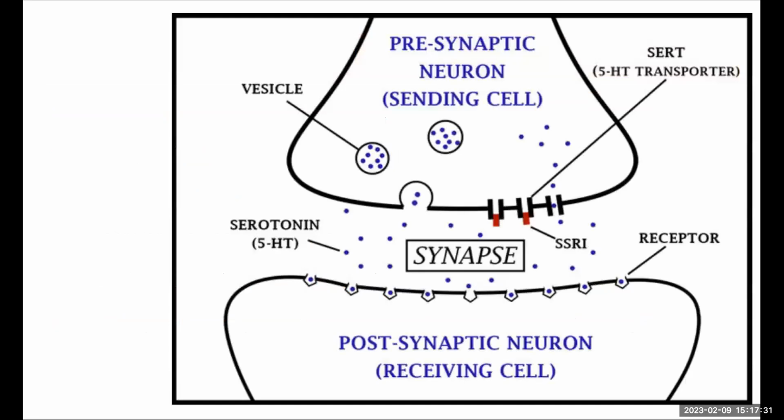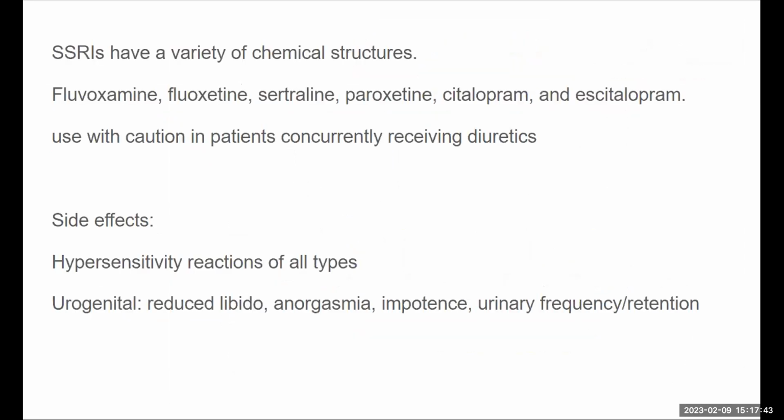Again, the same neurons, same thing. Presynaptic, postsynaptic, the serotonin is released over here. The reuptake channel is blocked by the SSRI, increasing the concentration and the postsynaptic effect. Commonly used SSRIs are fluoxetine, sertraline, and paroxetine, and they all have different chemical structures.